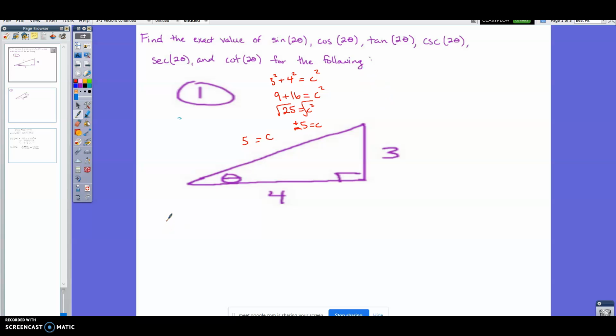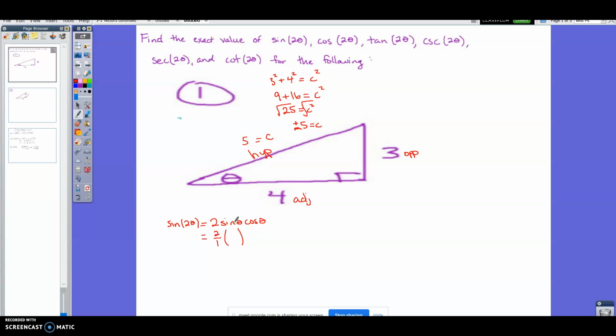So first thing we're going to find is sine of 2 theta. The formula for that is 2 sine theta cosine theta. So our angle is here. Across from the angle is the opposite side. Touching the angle, the side that's not the hypotenuse, is the adjacent side. And our long side across from the right angle is the hypotenuse. We're going to be dealing with a bunch of fractions, so I'm going to rewrite the 2 as 2 over 1.